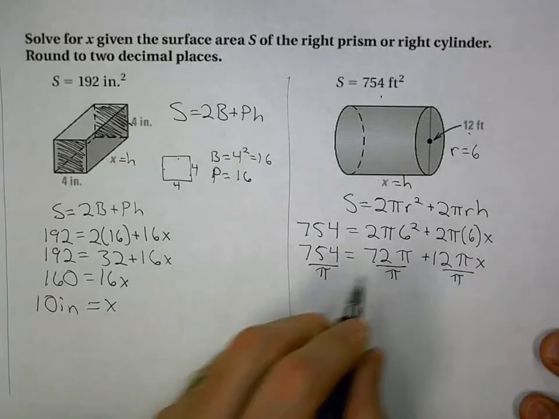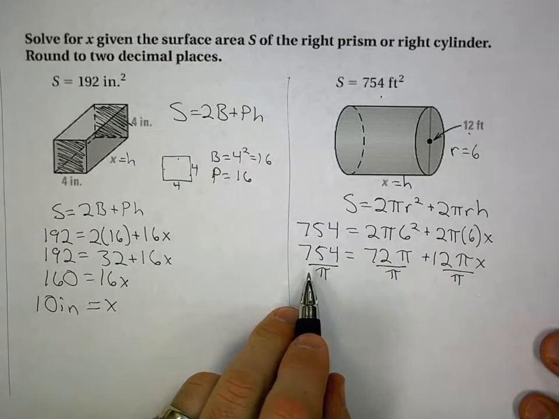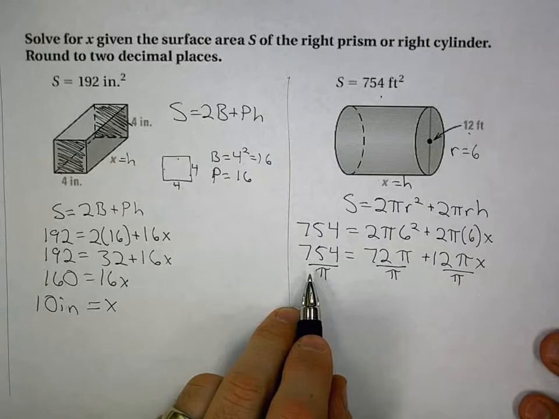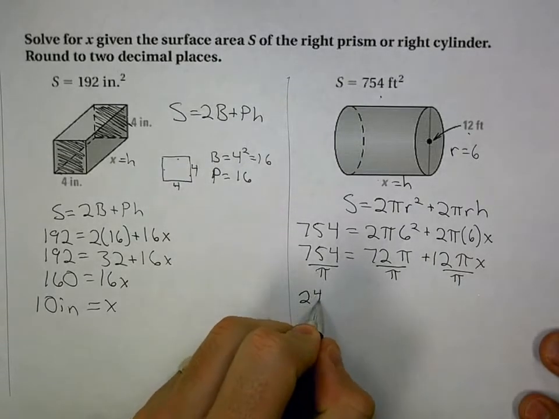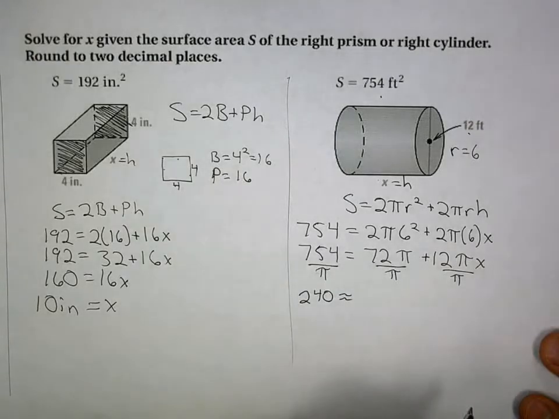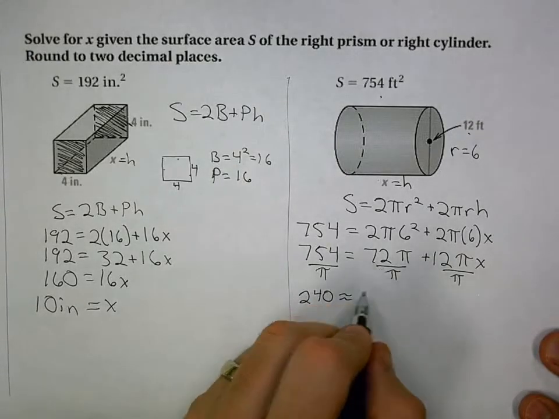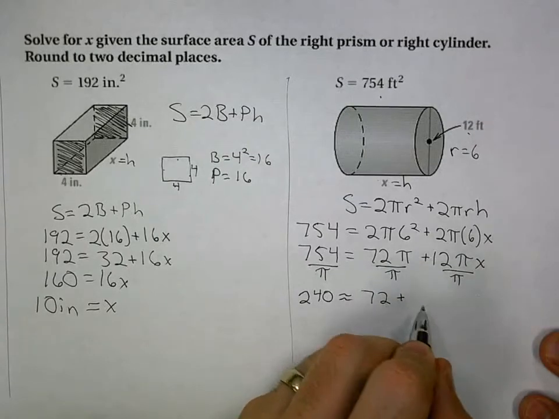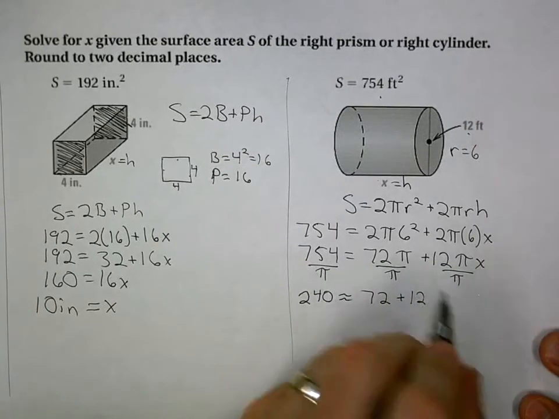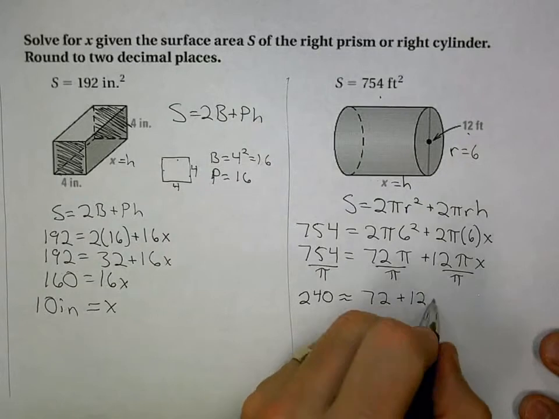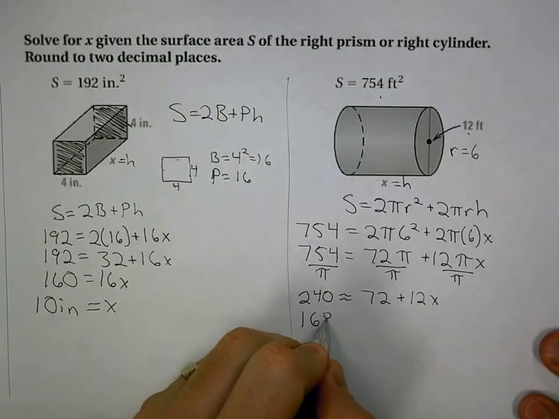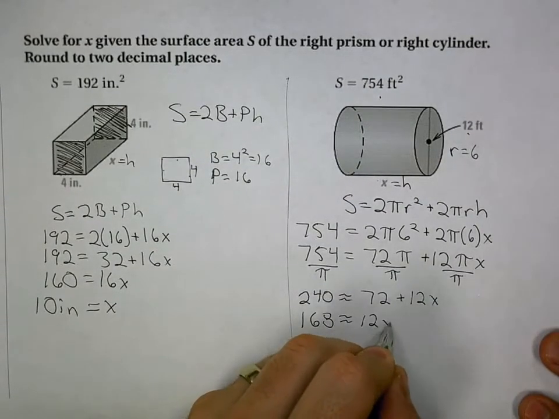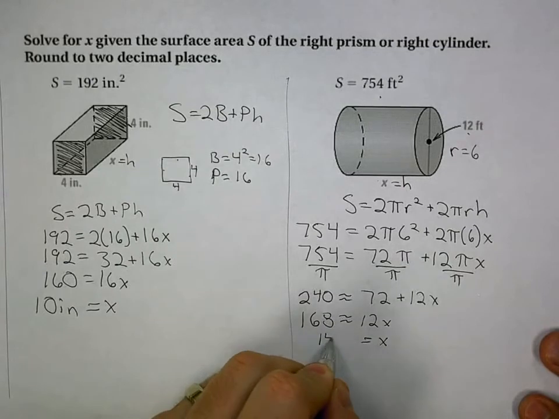And in doing that, 754 divided by pi is about 240.005. For the sake of this problem, we're going to say it's about 240. We'll write the approximate symbol there. 72 pi over pi becomes 72. 12 pi x over pi becomes 12x. So we are approximating, but we can do this. We now subtract. I get 168 is approximately 12x, and x comes out to be approximately 14.